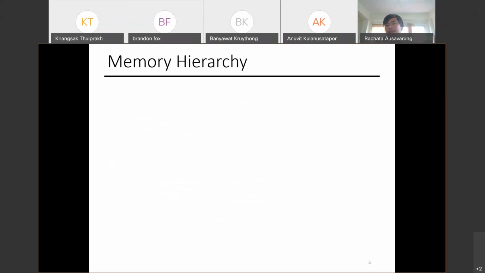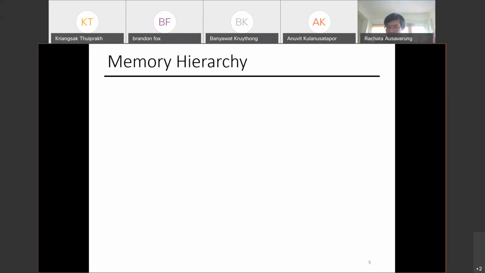And now let's switch gears a little bit. Any question about the GPU before we move back to the memory hierarchy? Okay, then let's talk about the memory hierarchy.